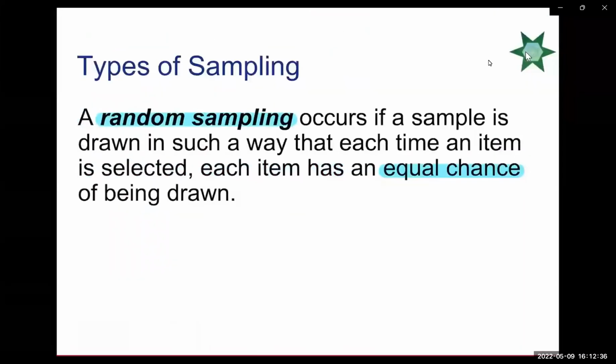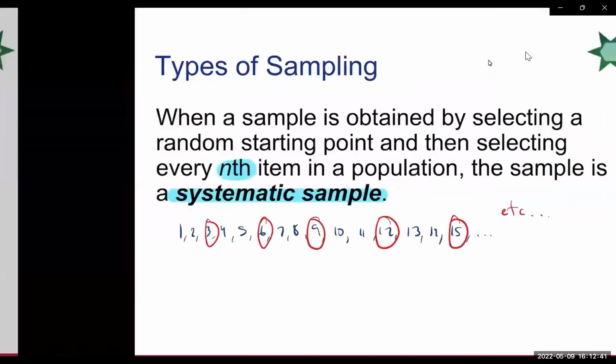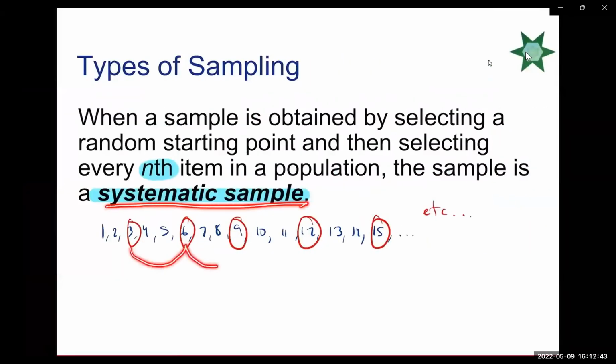So there are two ways so far. Random, which is selecting anybody at random. And now systematic, where you're selecting every third person, or it could be every fifth person, or any nth person.